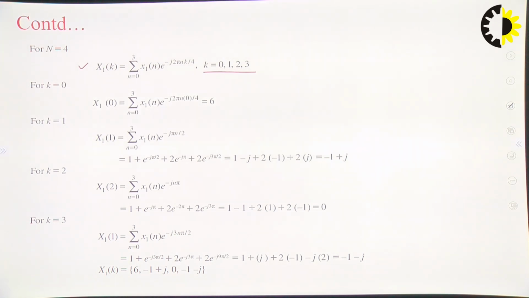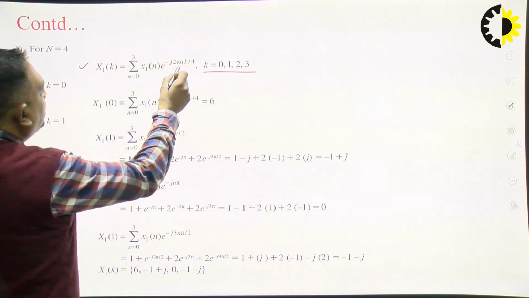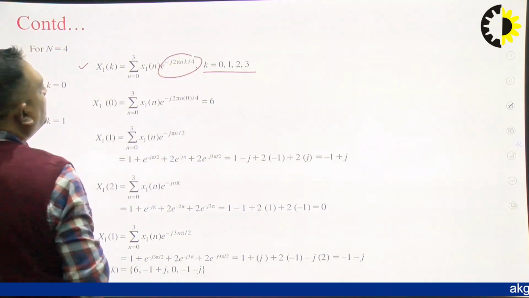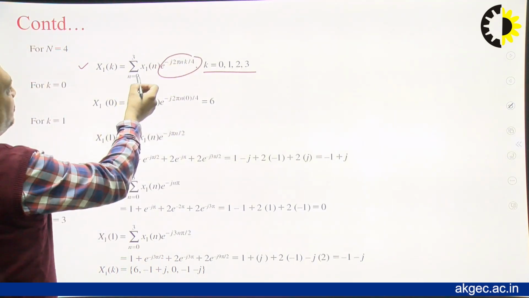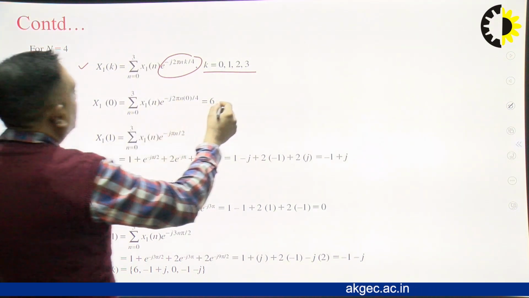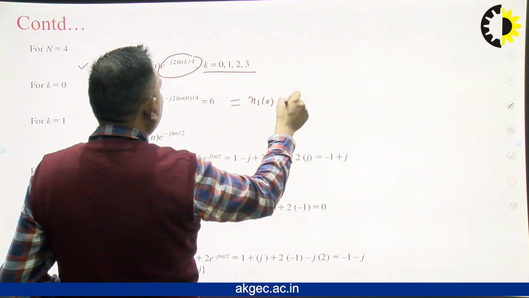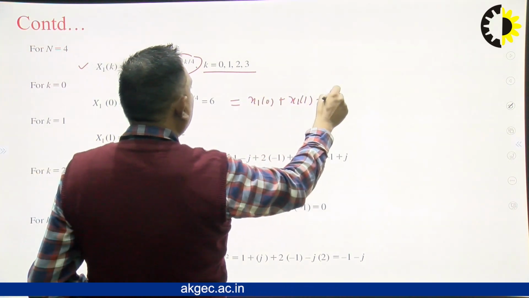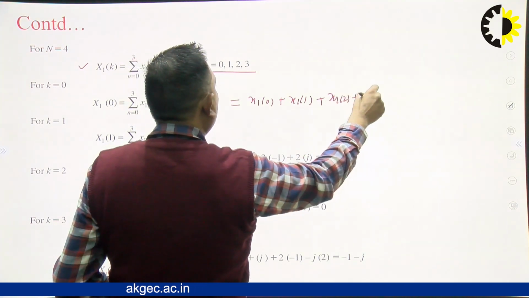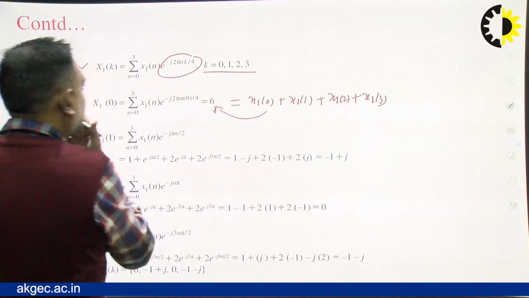So now for k equals 0, put the value of k equals 0 in this equation. You can see here k equals 0. When you put k equals 0, this term will become 1. And then you put the value of n from 0 to 3. So the values are x10 plus x11 plus x12 plus x13. Now we will add it up. You will get the value 6.